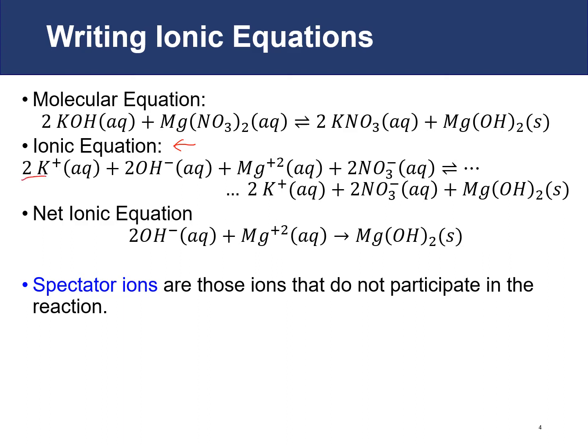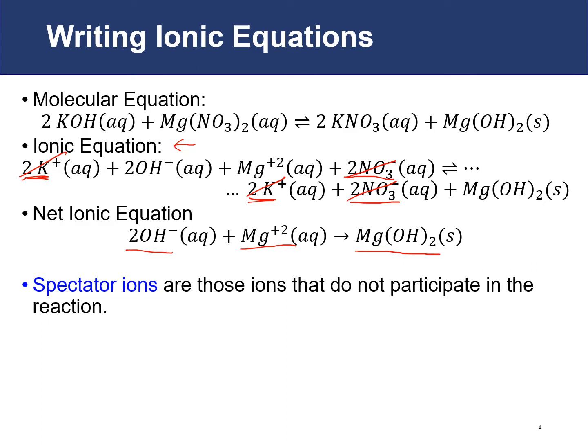So we have 2 potassium ions on the left, and 2 potassium ions on the right. These will cancel each other out, and so we would not include them in our net ionic equation. Similarly, our 2 nitrates on the left and 2 nitrates on the right remain unchanged, so they are spectator ions, and we will not use them in our net ionic equation. We are left with 2 hydroxide ions reacting with magnesium ions to form our magnesium hydroxide precipitate.